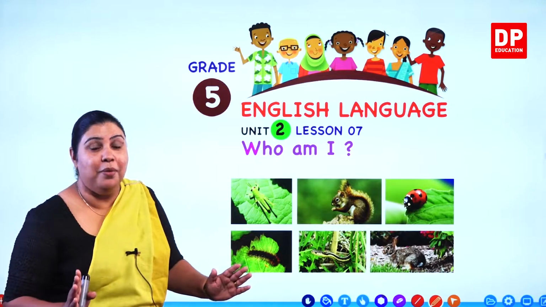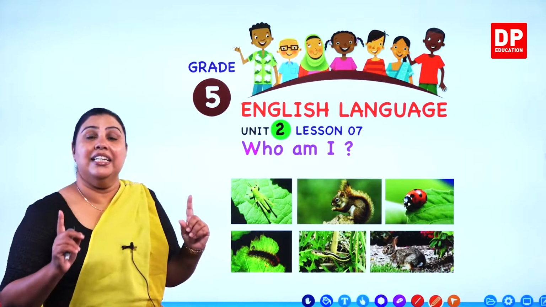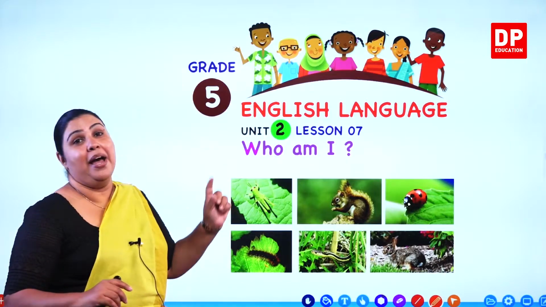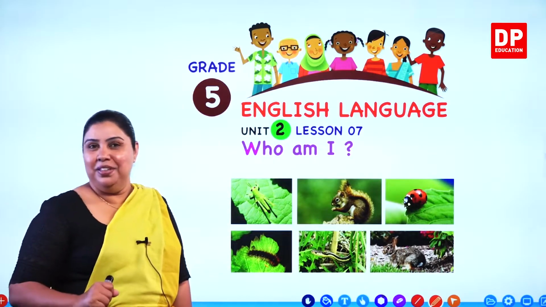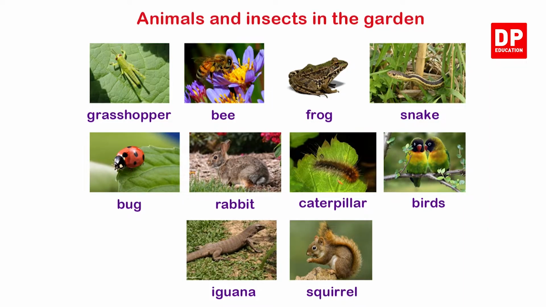So now we are moving forward and we are going to start our lesson number 7 in unit number 2. Who am I? Let's go and have a look at that. Come. Now today we are going to learn about these animals.